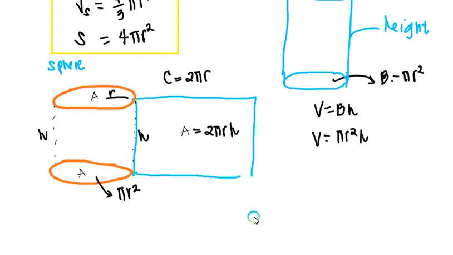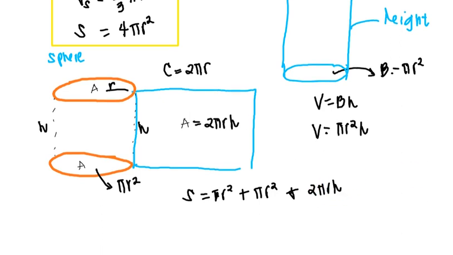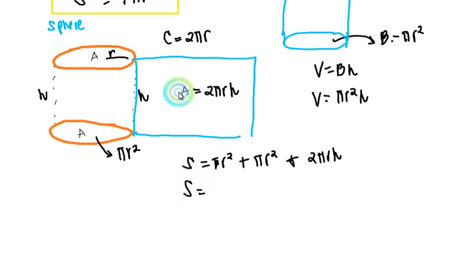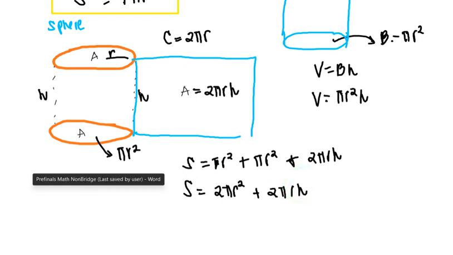Okay, so if we have to solve for the surface area, this one is pi r squared plus another pi r squared plus your 2 pi r h. That means ang aton nga formula for the surface area of a cylinder is 2 pi r squared plus 2 pi r h. Okay, this is the formula for the volume and surface area of your cylinder.